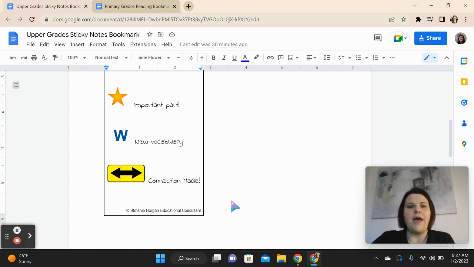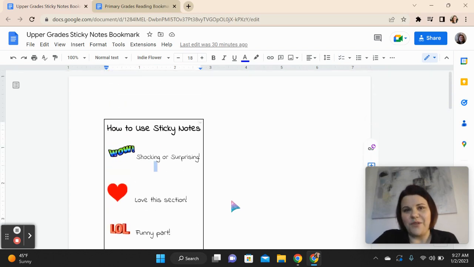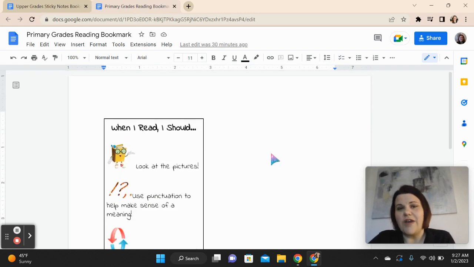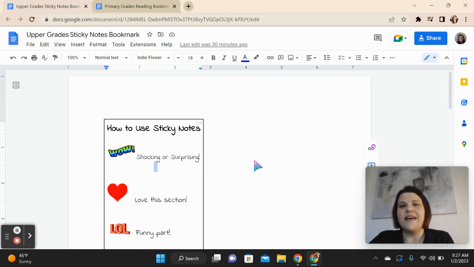And so I would really encourage you to download and use these sticky note bookmarks. They're great reminders for students in the primary grades for strategies to use when reading, and in the older grades, how they can use those sticky notes as effective reading strategy tools.